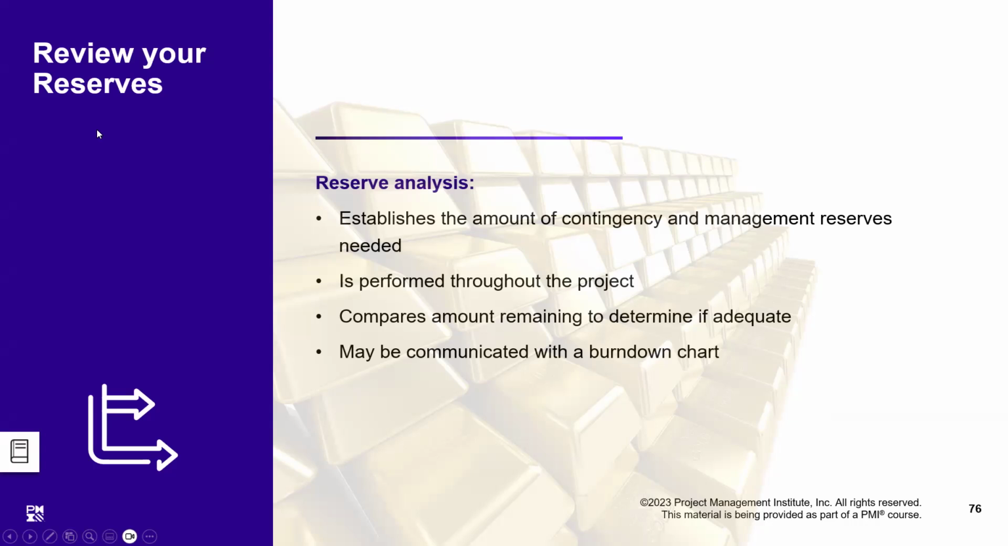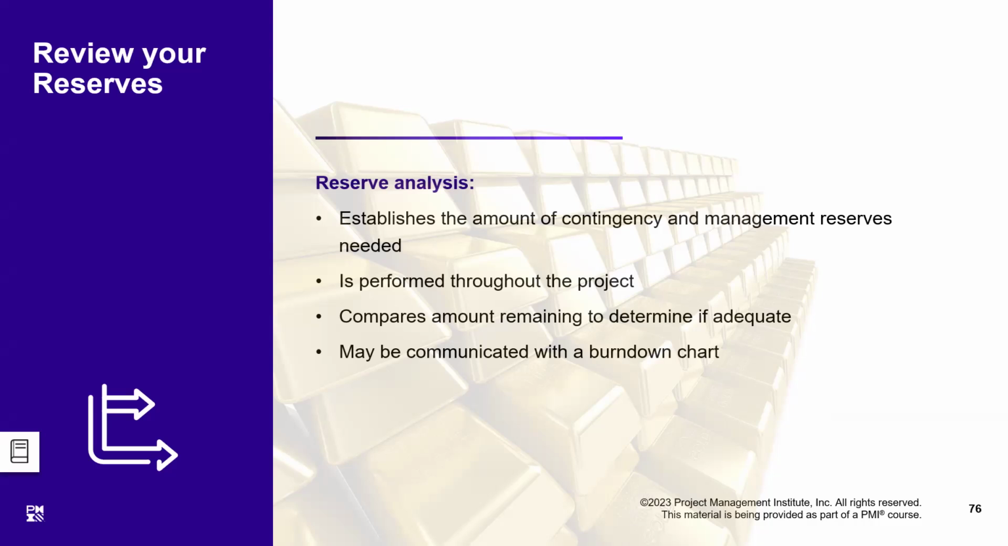Then, as I said, we keep an eye on our reserves. You remember we have got contingencies and we have got management reserves. Contingency reserves were at the work package level as well as at the activity level, whereas the management reserves were over and above the total budget at completion. So we can use these reserves for the purposes of spending money on risks.